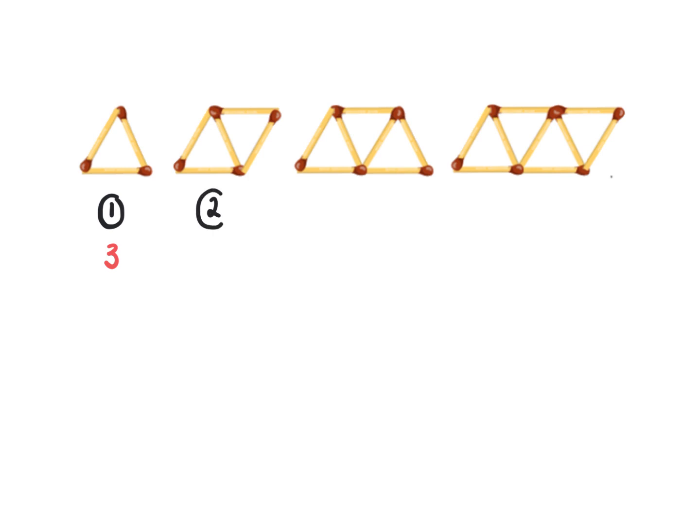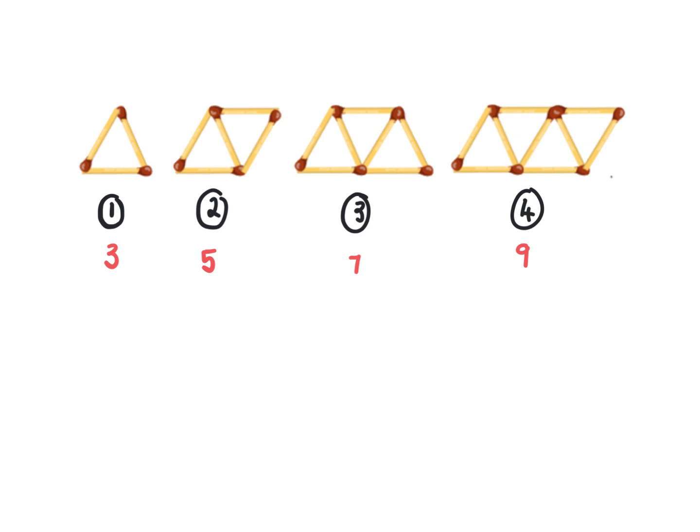Pattern 2 would have 1, 2, 3, 4, 5 matches. Pattern 3 would have 1, 2, 3, 4, 5, 6, 7 matches. Pattern 4 would have 1, 2, 3, 4, 5, 6, 7, 8, 9 matches. So this was fairly easy to count every time, but we definitely don't want to keep drawing this up until pattern 10, for example.